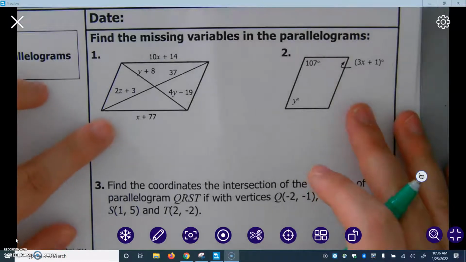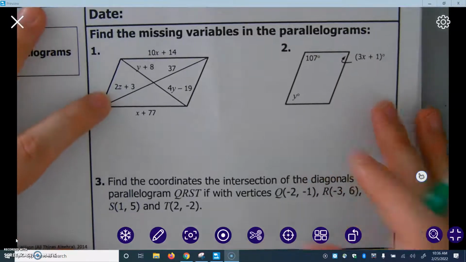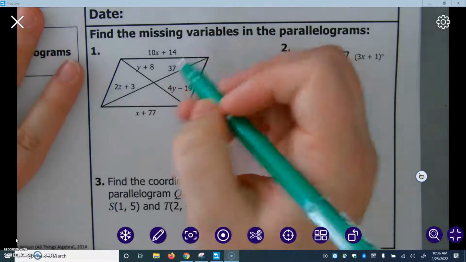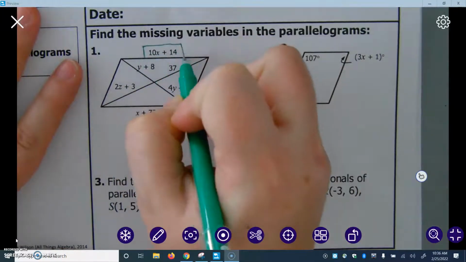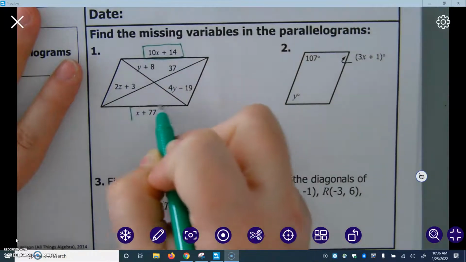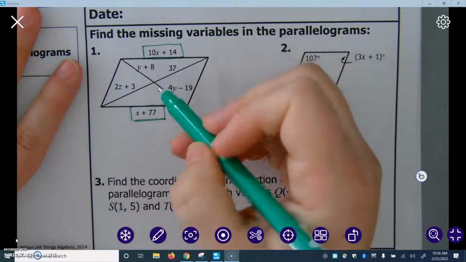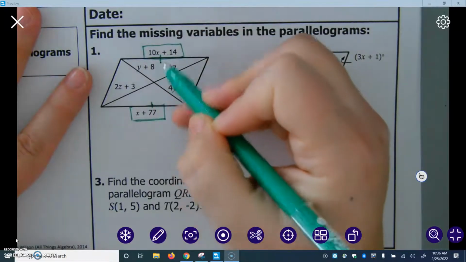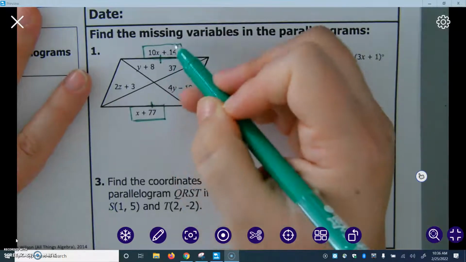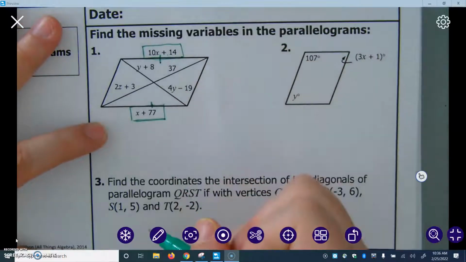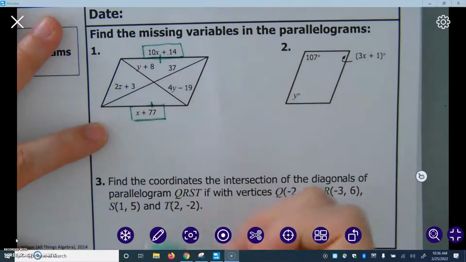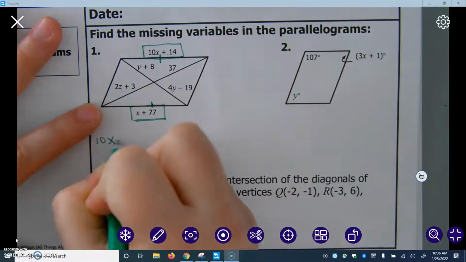All right, so we're not going to do every single one of these. We'll just find x for number 1. So I have x here, and I have x here. What do I know about opposite sides of a parallelogram? They are equal to each other. So what equation can I set up that tells me these two are the same?